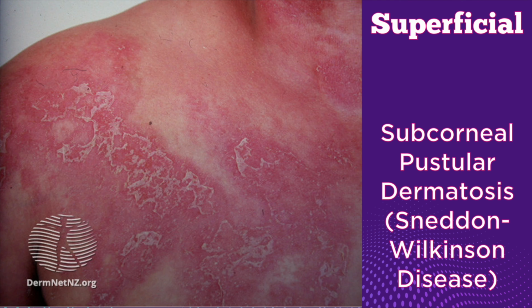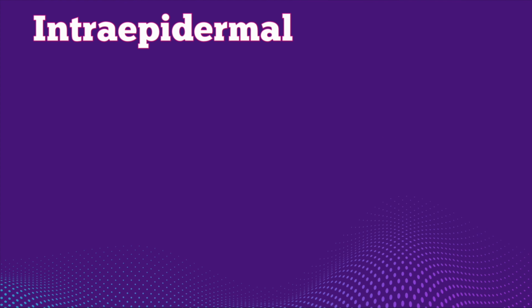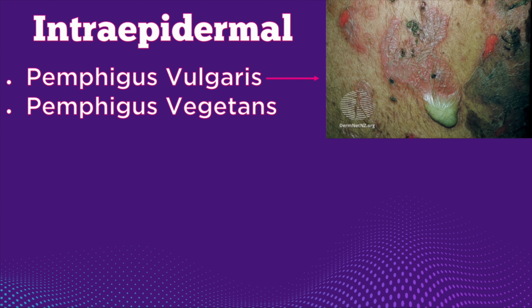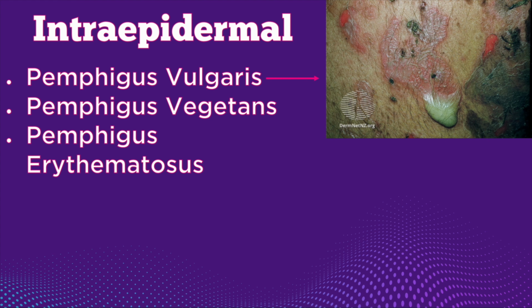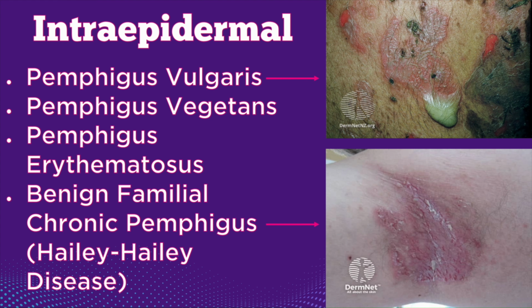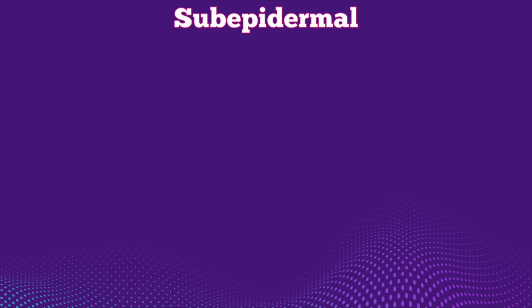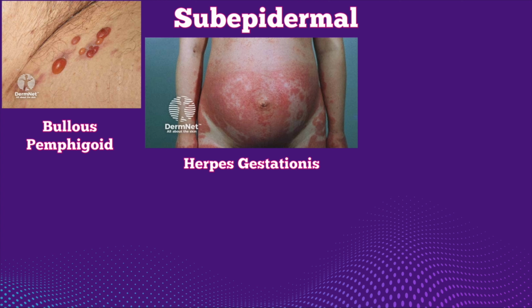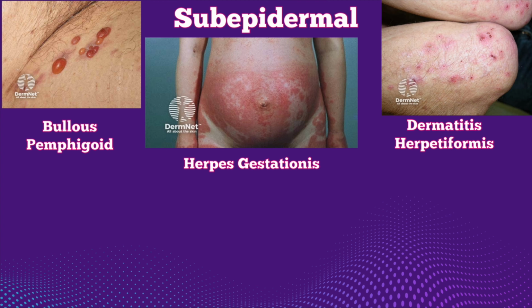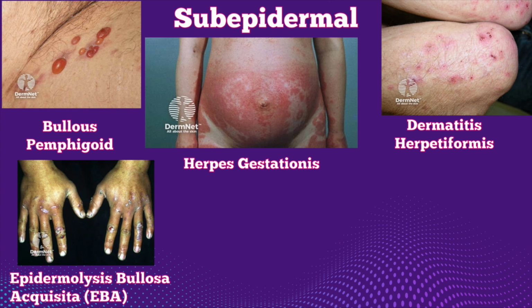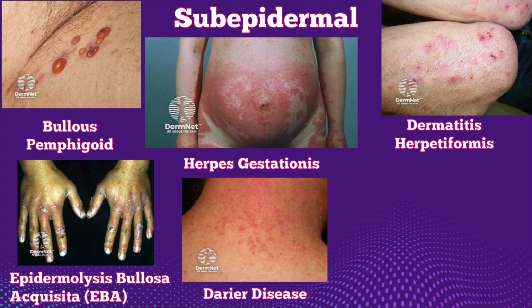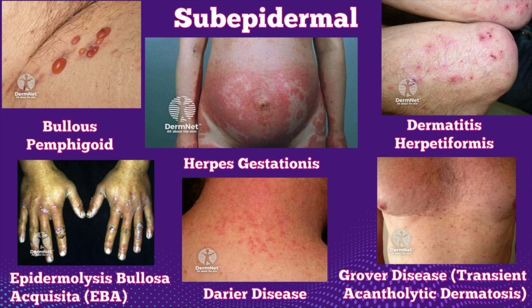Superficial blistering disorders include subcorneal pustular dermatosis, aka Sneddon-Wilkinson disease. The intraepidermal blistering disorders include pemphigus vulgaris, pemphigus vegetans, pemphigus erythematosus, and benign familial chronic pemphigus, aka Hailey-Hailey disease. The subepidermal blistering disorders include bullous pemphigoid, herpes gestationis, dermatitis herpetiformis, epidermolysis bullosa acquisita, aka EBA, Darier's disease, and Grover's disease, aka transient acantholytic dermatosis.